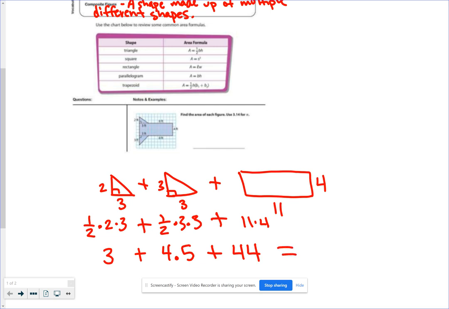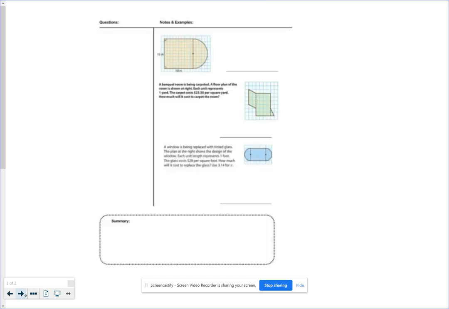And if we add all of them together, what would we get? We would get 51.5. And I said earlier, we need to square our answers. So this is feet, and area is always squared. So 51.5 feet squared. And we found the area of our composite figure. All right, let's go to the next one.